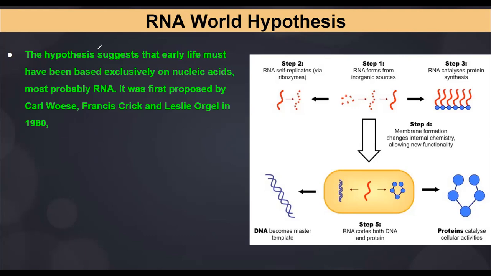Now this RNA world hypothesis says that early life must have been based exclusively on nucleic acids, especially RNA. It was proposed first by Carl Woese, Francis Crick, and Leslie Orgel in 1960. Because we know that certain proteins, which are enzymes, catalyze the chemical reactions in our cell.